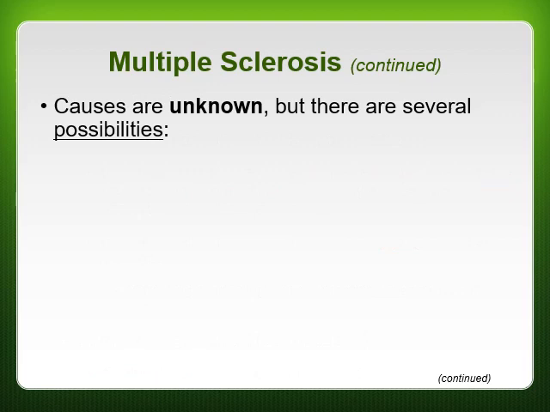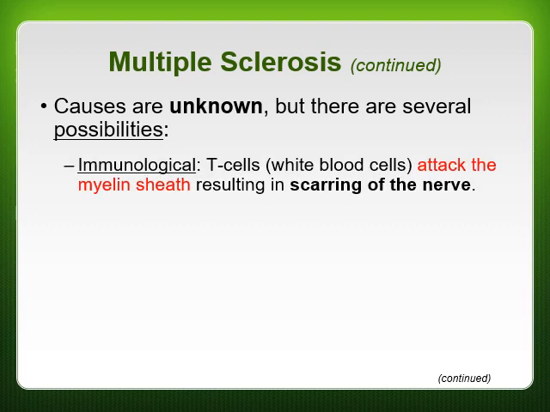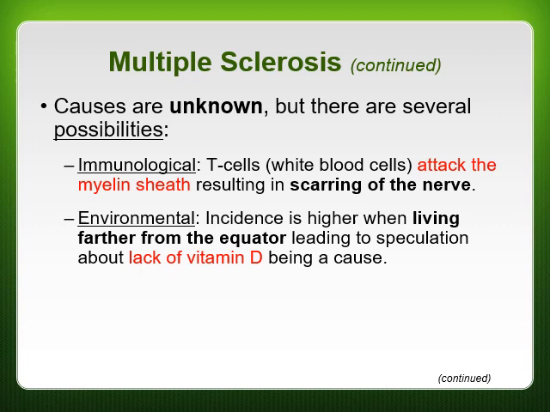So how does somebody get this? What causes it? Well, they don't really know. There are a few hypotheses, a few possibilities. Could be something to do with the immune system. T cells attacking the myelin sheath, which results in scarring of the nerve and then impacting those electrical impulses.